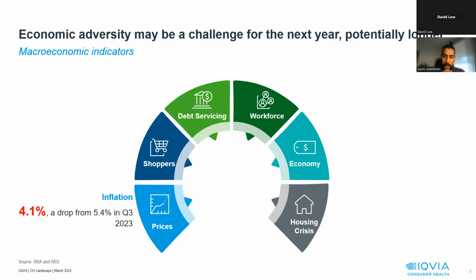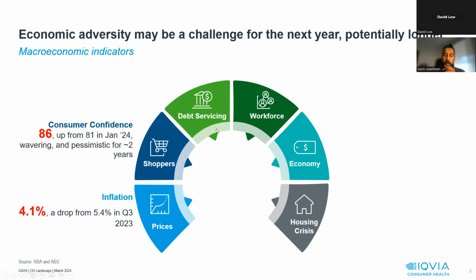But as I said before, bear in mind, this is 4.1% on top of the 10% that occurred in the year before. So prices remain elevated compared to what consumers would have experienced in the pre-pandemic environment, despite the fact that household income, of course, has not kept up with inflation.